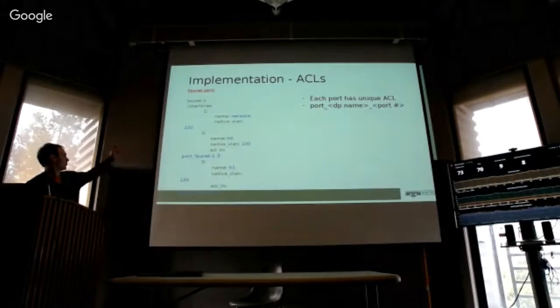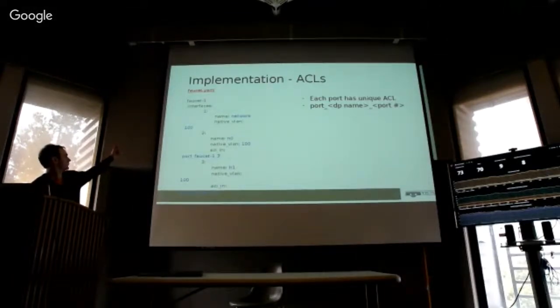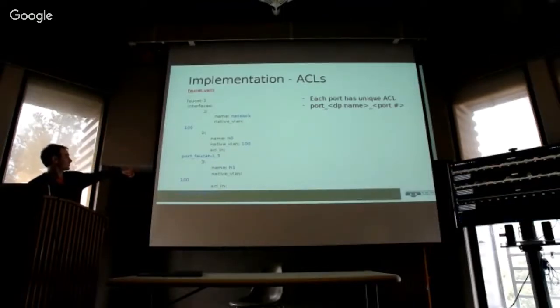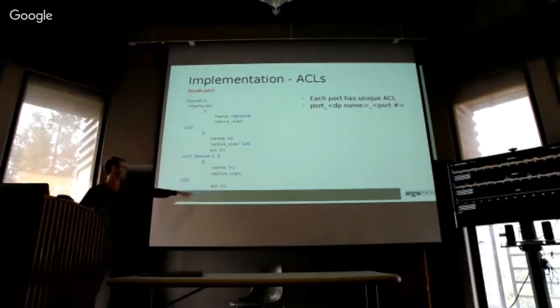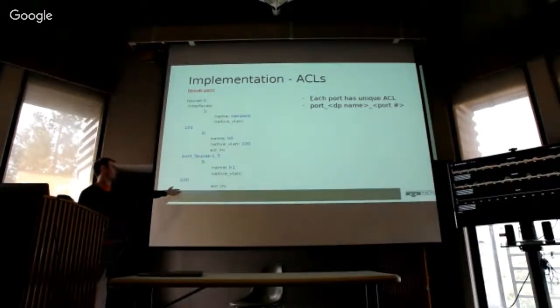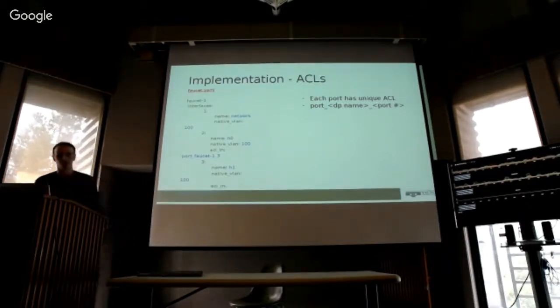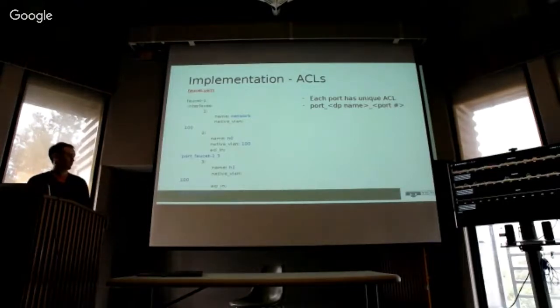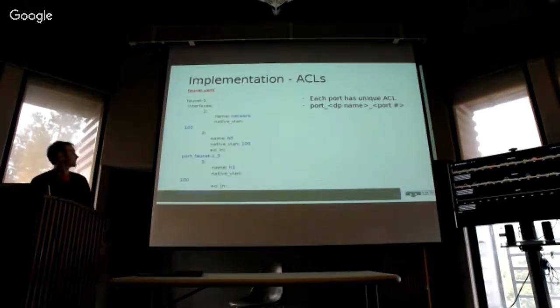So we have 4 ports. You can't see the 4th one, unfortunately. We have port 1, which is our network, and that doesn't have any ACLs on it. We then have port 2 and port 3, which are where our hosts are going to reside. They both have a unique ACL, port_faucet_1.3 and port_faucet_1.4. That's the port, then the switch name, and then the port number, which is a unique identifier for each port that 802.1X authentication is going to occur on. So this is just standard Faucet stuff so far.